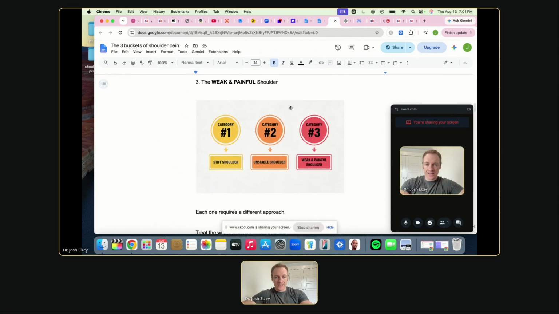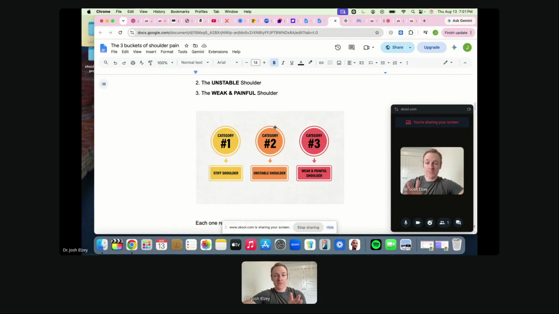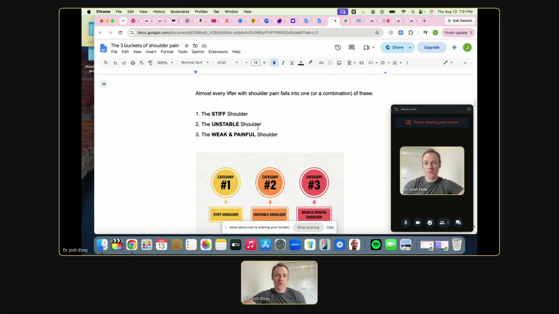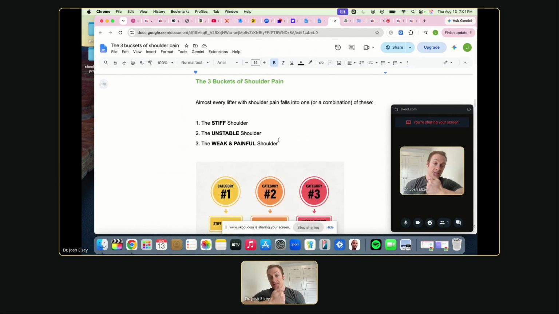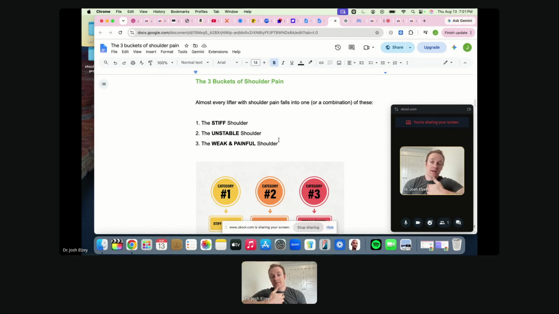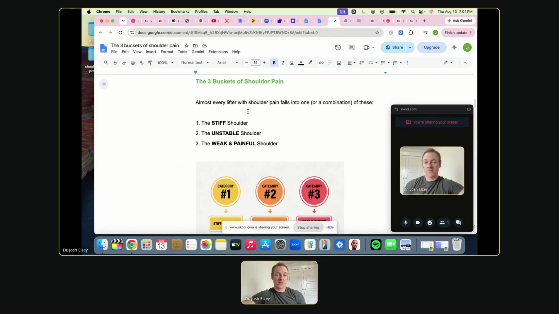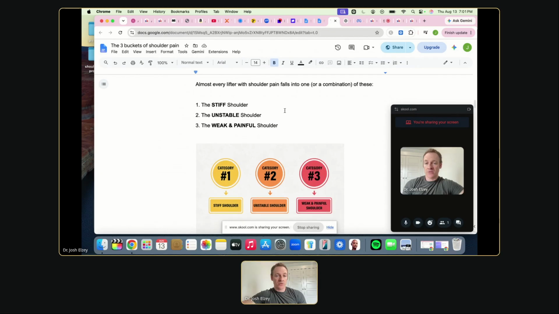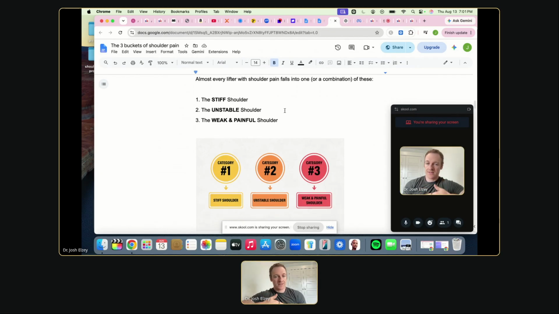So here's an image that I really like that explains the three categories. Category number one is the stiff shoulder. All right, you're lacking mobility, right? You have some tightness, you have some restrictions that are limiting your motion. Category number two is the unstable shoulder. This is the stability piece that you're missing, right? And then number three is the weak and painful shoulder.